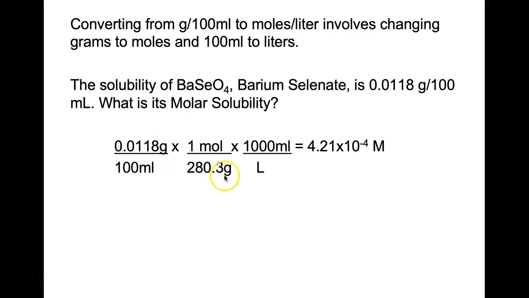And we set this up so that we can cancel out the units. And so, go to my pen. Now I'll be able to cancel out grams and milliliters. And that's my answer there.